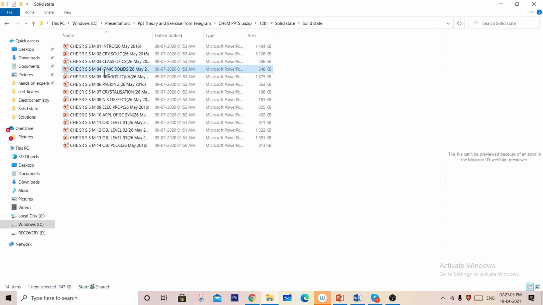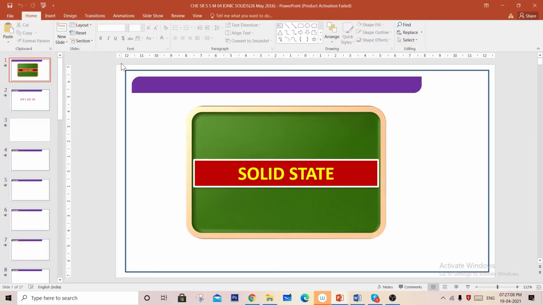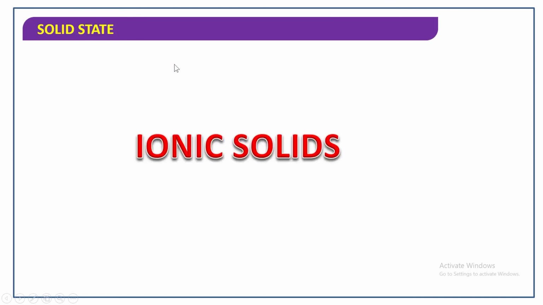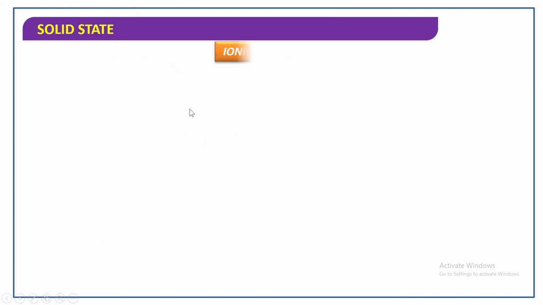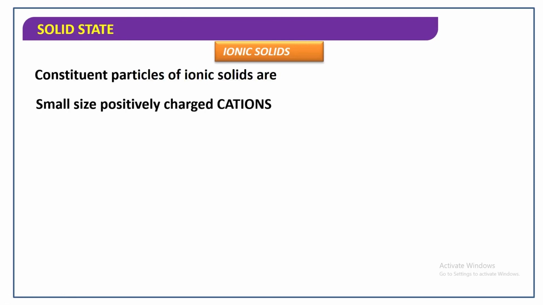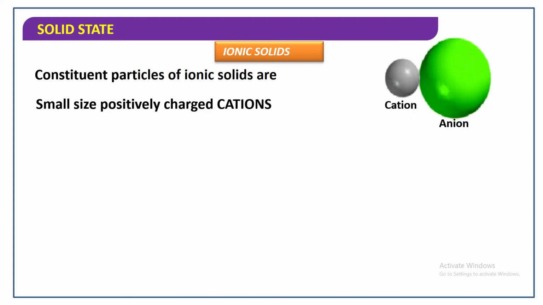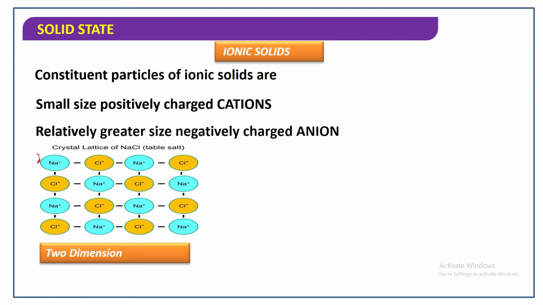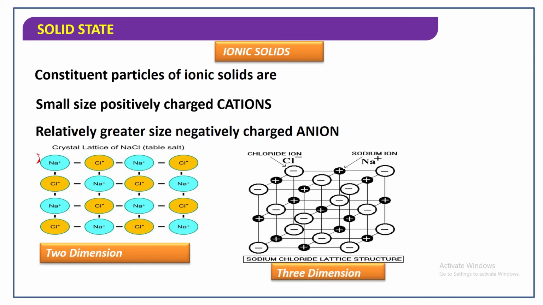Till now I have discussed molecular solids. Now I can discuss ionic solids. What are ions? Cations are positively charged, anions are negatively charged. If these two charges attract each other, electrostatic attraction will be there. The ions are bonded with each other by electrostatic force of attraction.